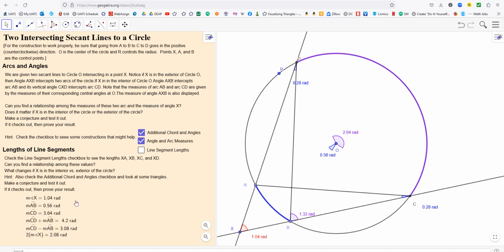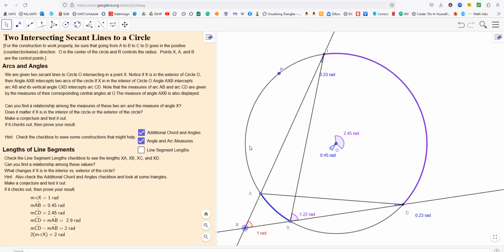Let's make sure this thing is measuring correctly. 1.04 is the measure of this red one, the X. Measure of arc AB here should be the same as this measure here, 0.56, that's right. CD should be this one out here. Okay, that one's not right. Let's fix that. Okay, now these are fixed. So let's see where we are at the moment.